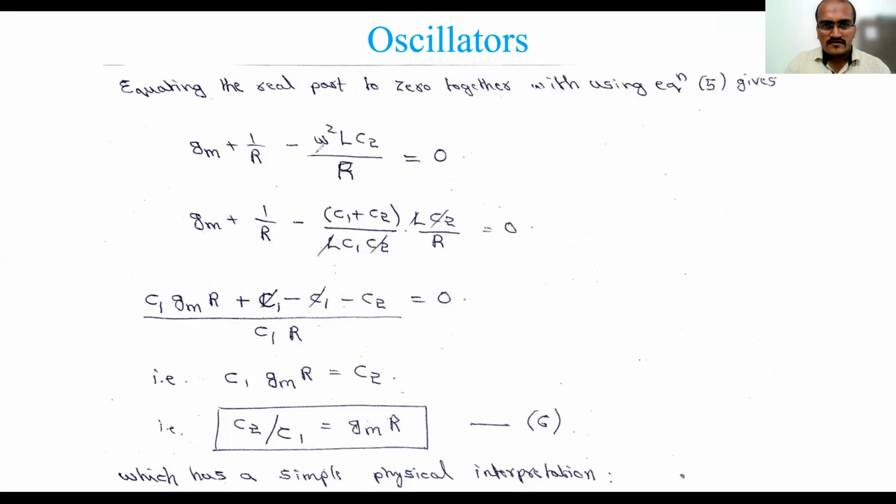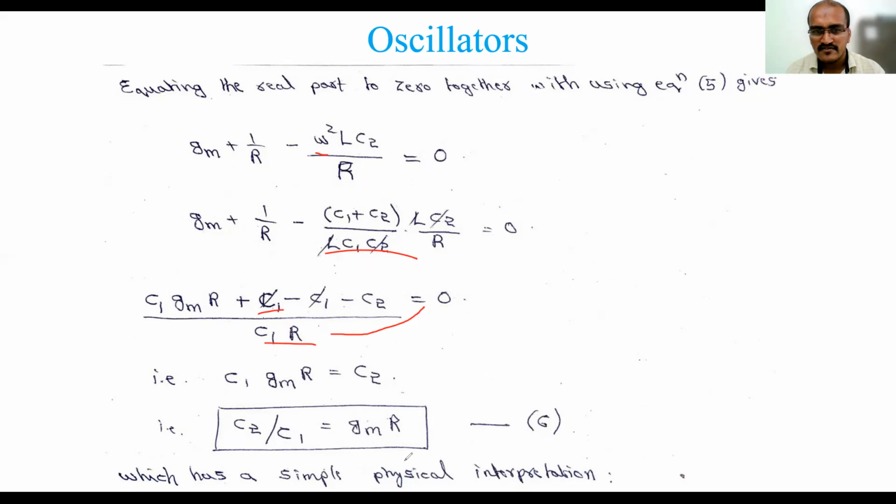So we substituted the omega square value here and cancelled out, and finally we got C1 R, and then C1 R will multiply with Gm, and here 1 by R is there, only C1 will be multiplied to the numerator, then minus C1, so this plus will be taken outside, so minus C1 minus C2. That is what remains there, equated to 0. Then C1 R multiplied with 0 also becomes 0, and here C1 cancels out. So what finally remains is C1 Gm into R equal to C2. From this, C2 by C1 is equal to Gm by R.